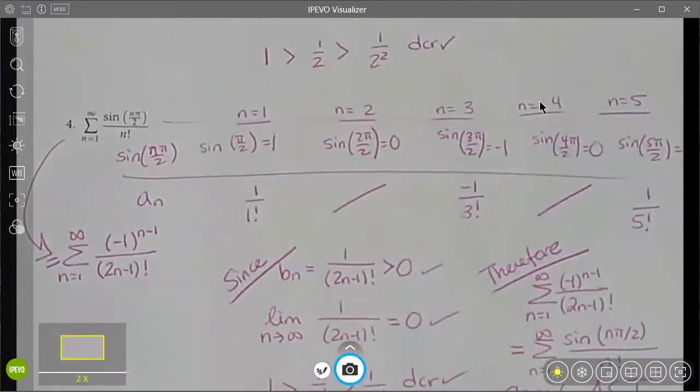All right, so when we come back, we're going to look at estimating how close the sum is if we stop at a certain point, so if we use a partial sum.